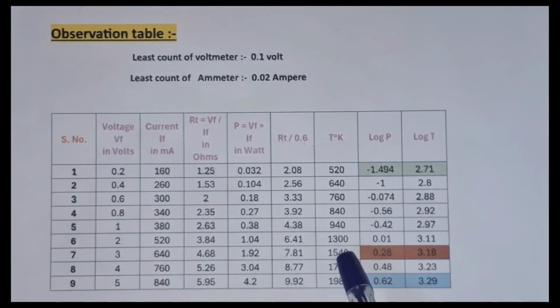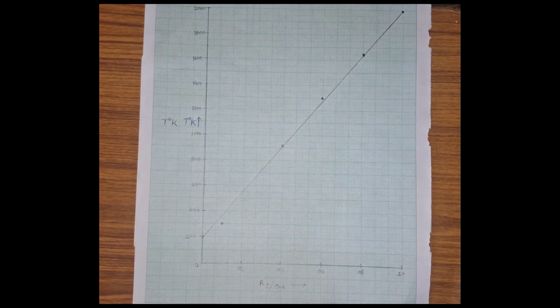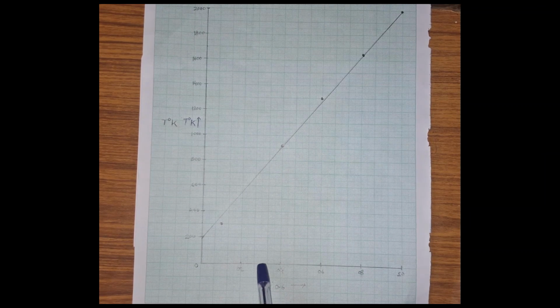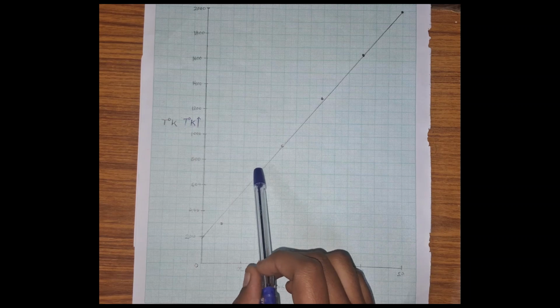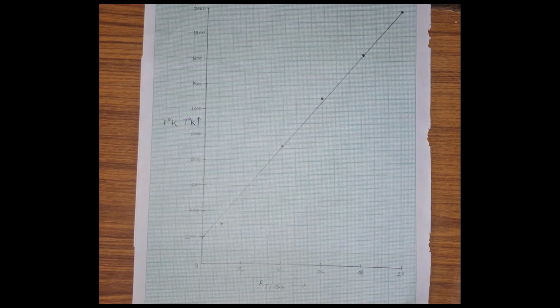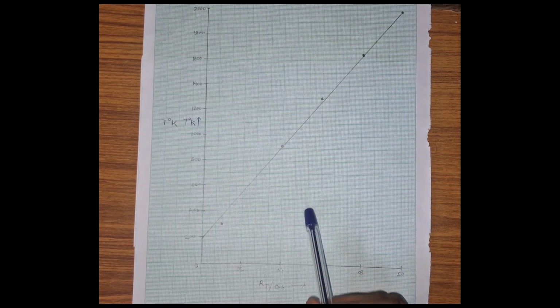Find the value of temperature in Kelvin with the help of the graph, where RT by 0.6 is 2.08, where the temperature is 520 Kelvin. Similarly, we find all those values of the temperature in Kelvin with the help of this graph.